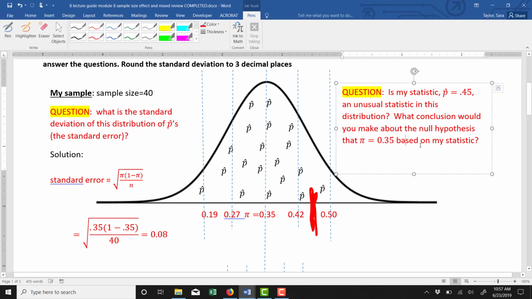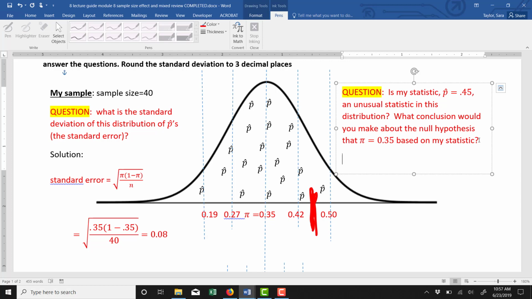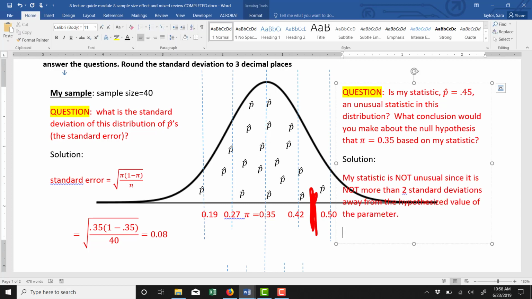Remember, we would think of something as being unusual if it was more than 2 standard deviations away from the middle. I could actually now even find the standardized statistic. I could find the z-score. The z-score for this statistic would be 0.45 minus 0.35 divided by 0.08.